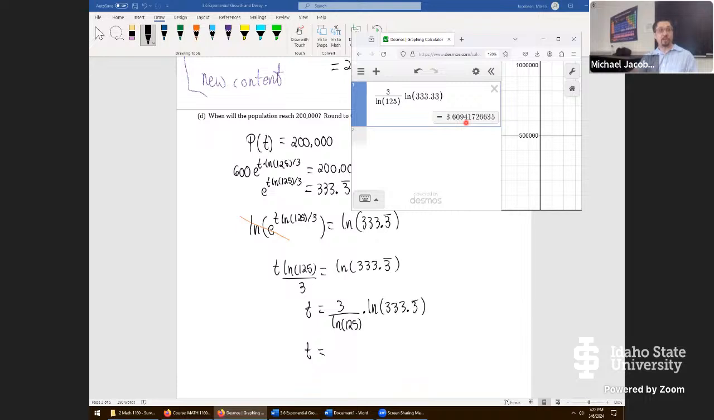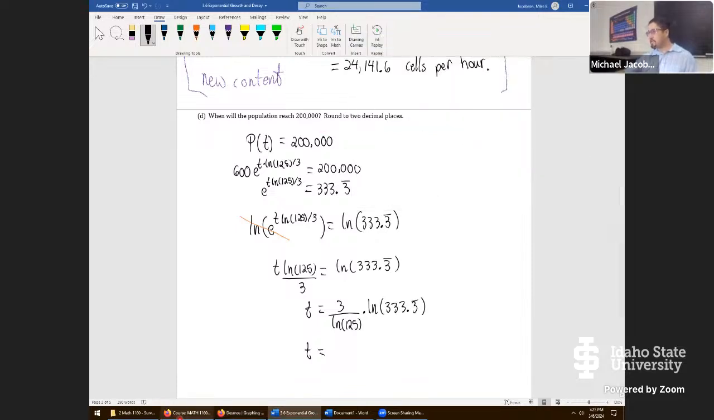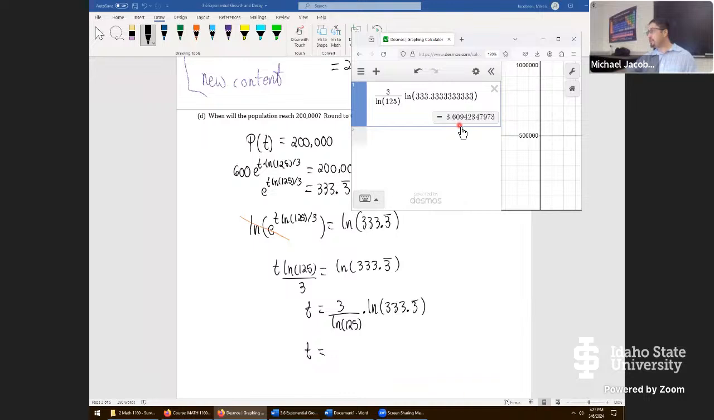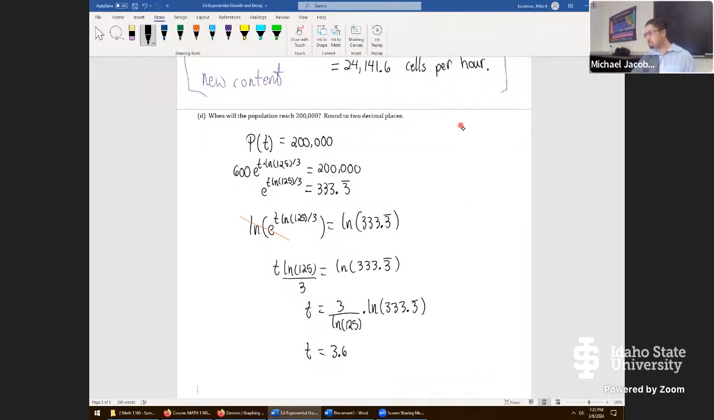But here's what I would recommend regardless. Put in a whole bunch of those, make it as accurate as possible, because it doesn't hurt to just hit the 3 a whole bunch of times. And this is the more accurate answer. This one's going to be rounded to 2 decimal places. So this will be 3.61 hours. That means we did it, folks. At 3.61 hours, we're expecting the population to catapult up to 200,000 bacteria.